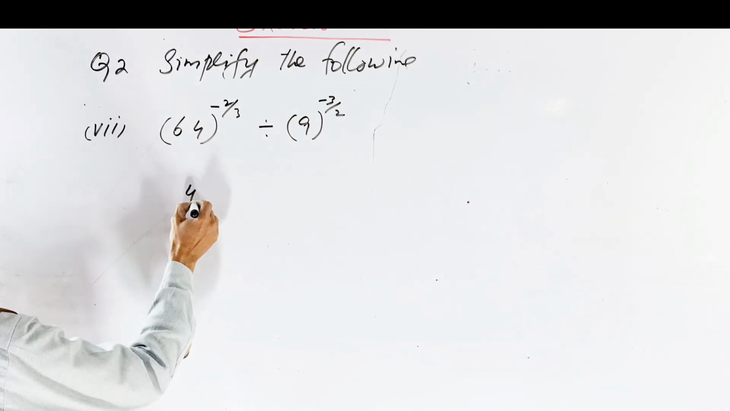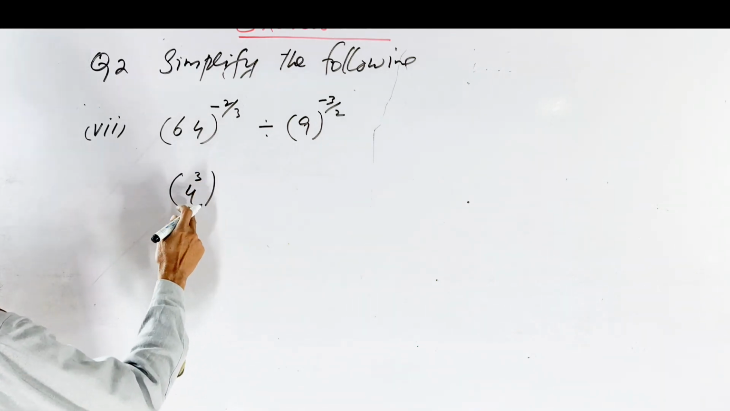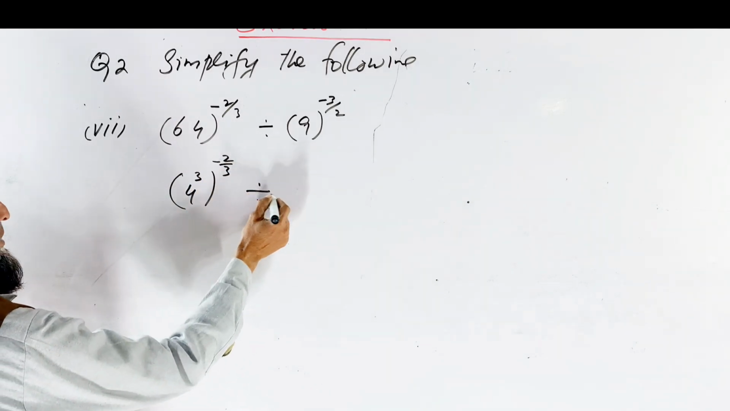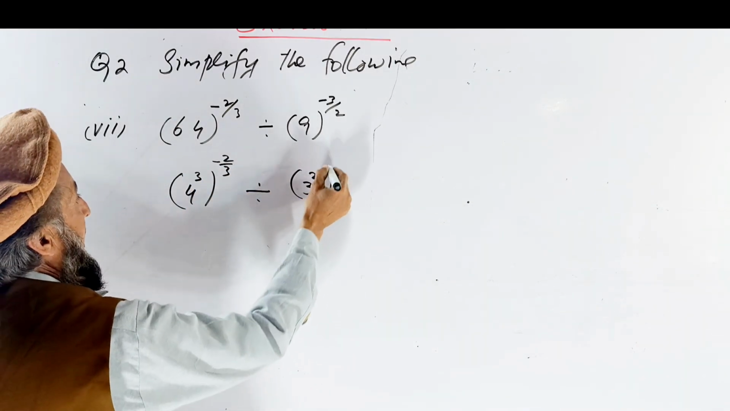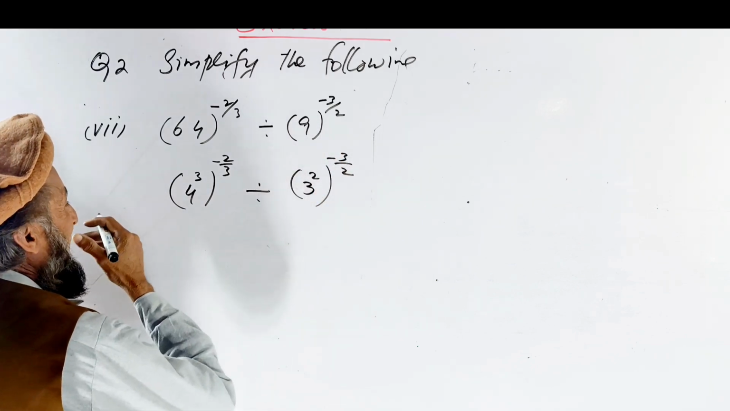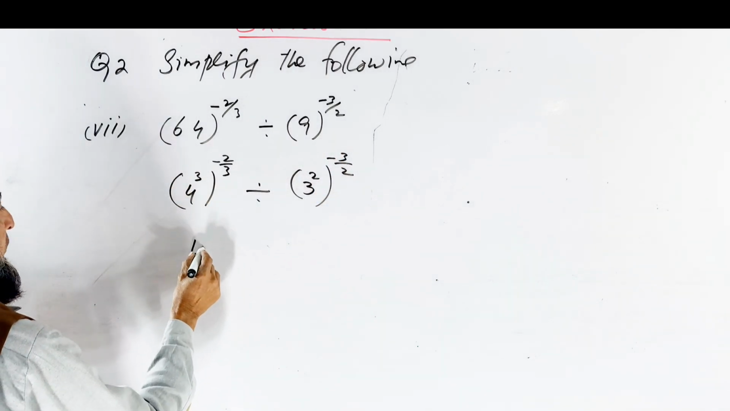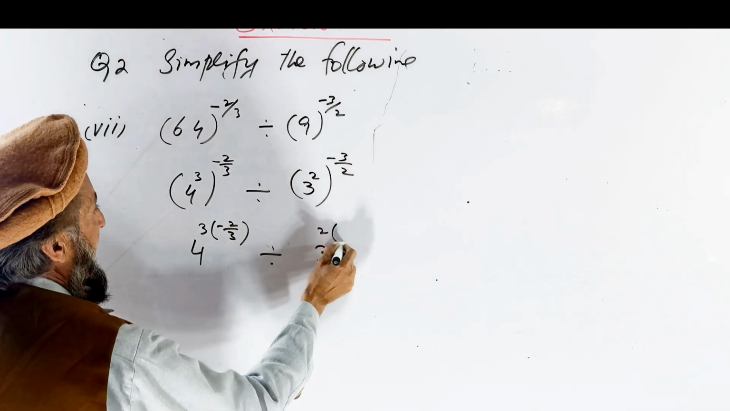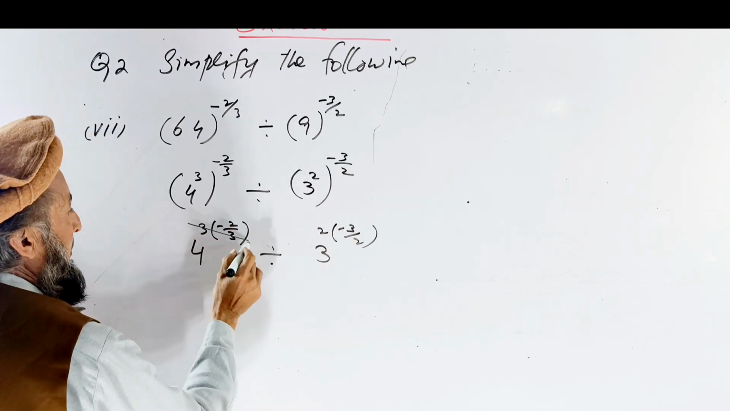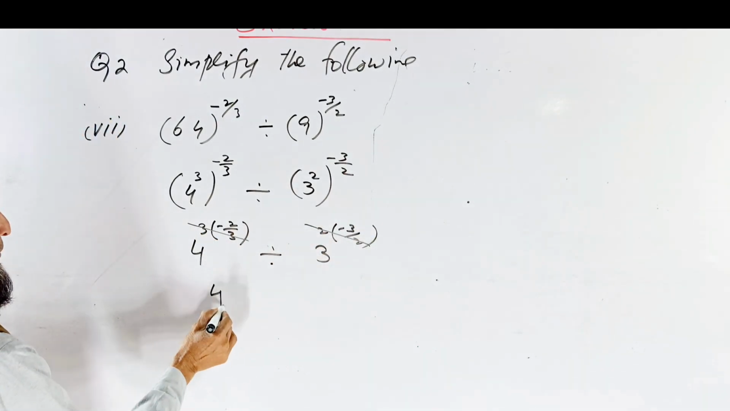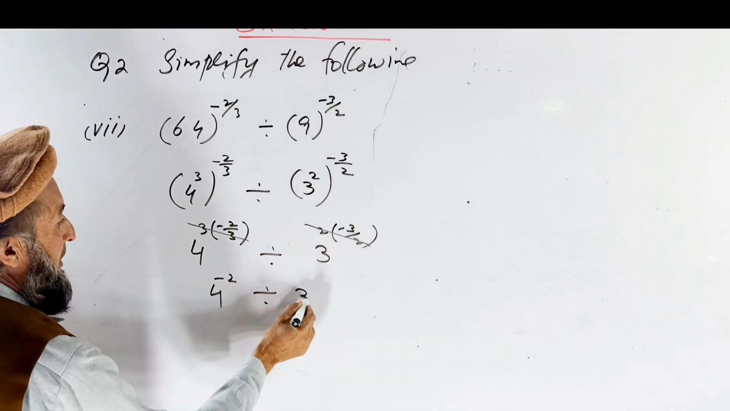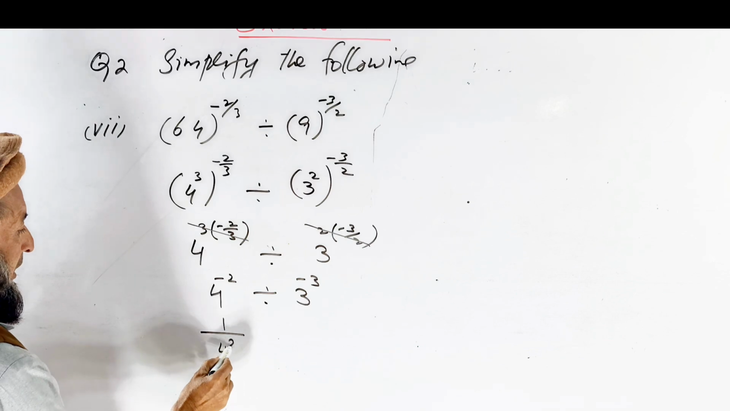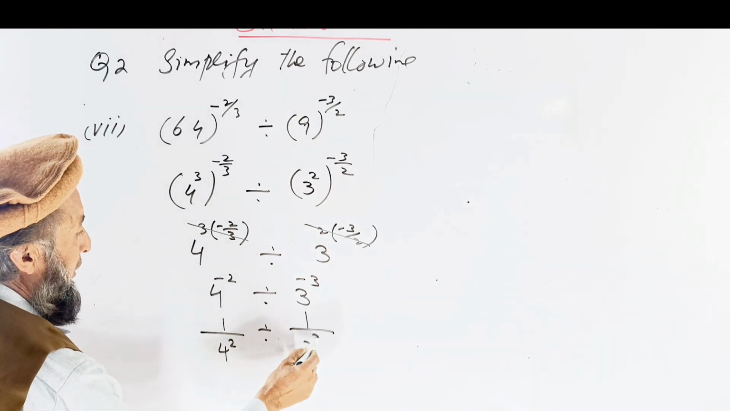So here we can write 4 power 3, so 4 power 3 we get 64, minus 2 by 3, divided by 9, we get 3 square, and minus 3 divided by 2. So we can simplify this result. 4 power 3 into double exponent, divided by 3 square and minus 3 divided by 2. This will be cancelled to each other. We get here 4 minus 2 divided by 3 power minus 3. So we can write this result 1 by 4 square divided by 1 divided by 3 cube.